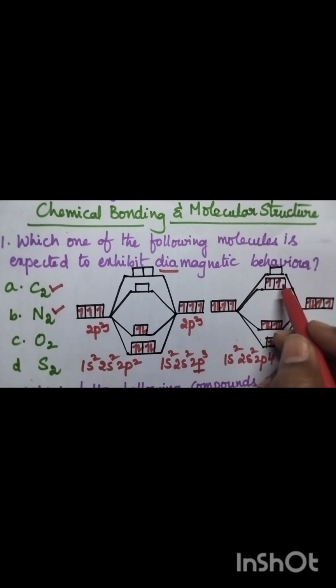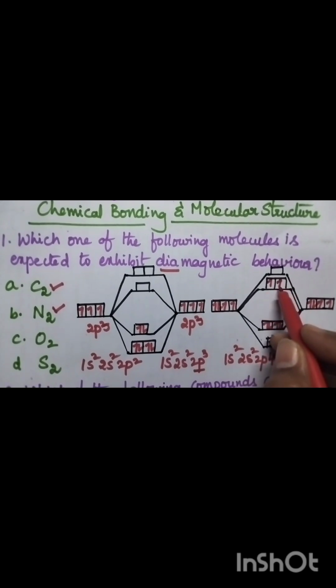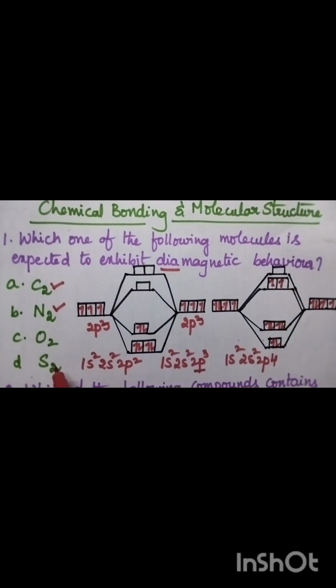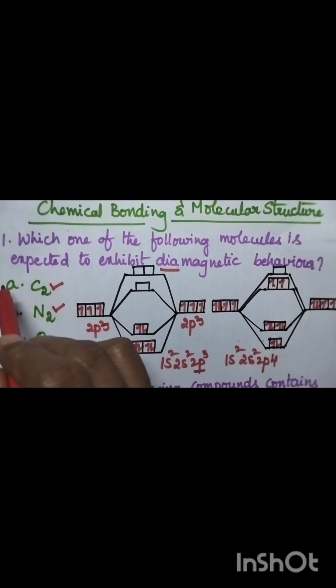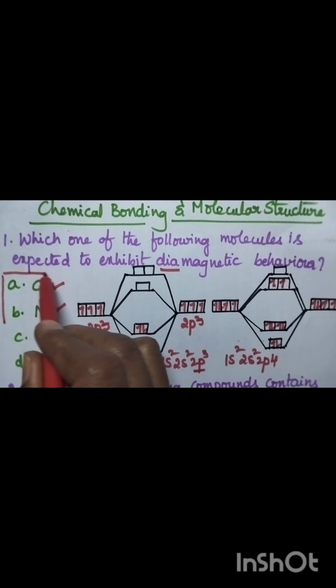These are called degenerate orbitals. They must be filled with a single electron each, and only then does the pairing start. So undoubtedly, due to the presence of unpaired electrons, oxygen is paramagnetic and sulfur is also paramagnetic in nature. And hence carbon and nitrogen are diamagnetic in nature. So both options A and B are right answers.